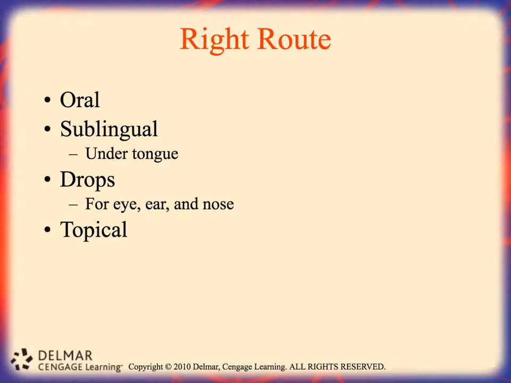You always want to check what route it was ordered by and that that is an appropriate route that this medication may be given by. For example, oral, sublingual means under the tongue, drops, where do the drops go? Is it in the eye? That would be optic. The ear would be otic, or nose, nasal. And then there's topical.